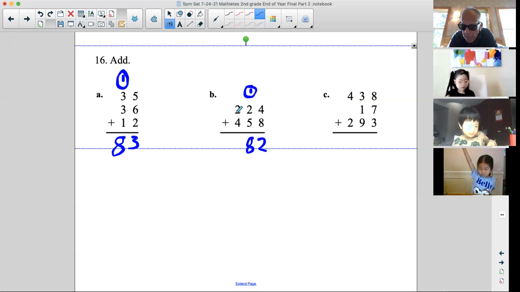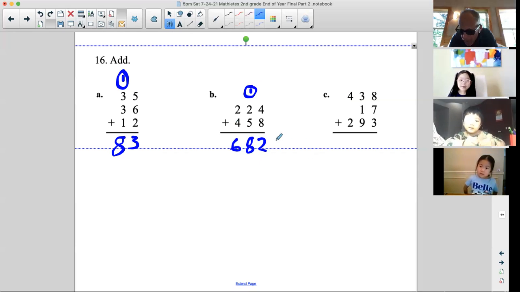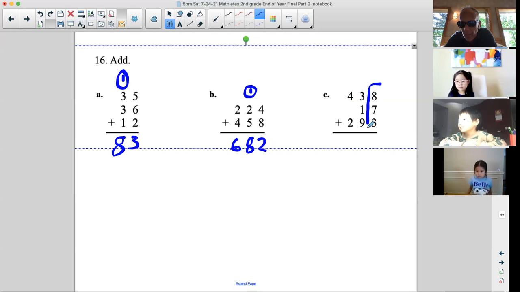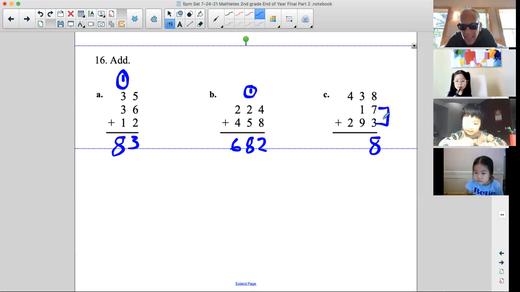Eleanor, what is 2 plus 4? 6. And everybody say it on 3. 1, 2, 3, go. 682. Awesome. Now, who can tell me 8 plus 7 plus 3? On 3. 1, 2, 3, go. 18. Of course, because 7 plus 3, guys, is 10, right?